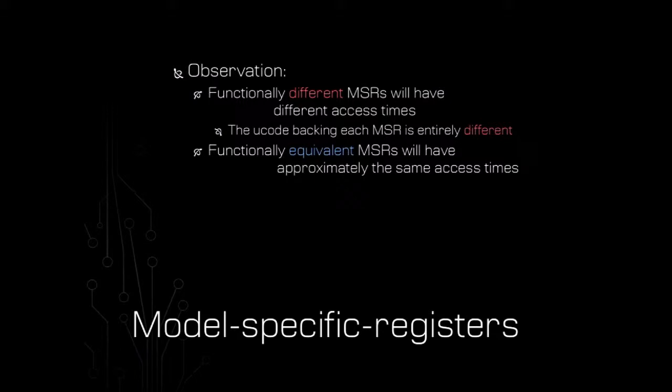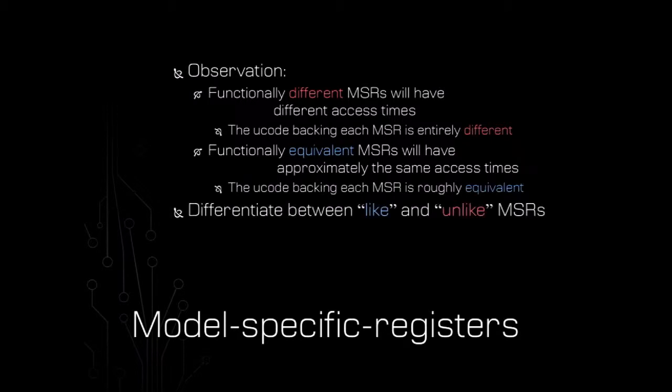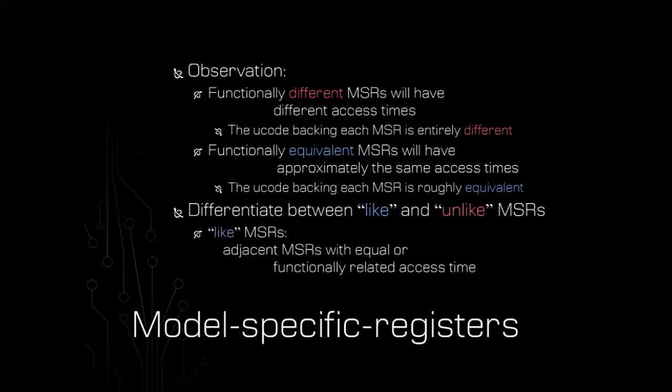So for example, there's something called the MTRR, the memory type range registers in x86. It's a set of MSRs that control cache behavior for different regions of memory. What I would expect would be that MTRR 0 would have roughly the same access time as MTRR 1, because even though they control different regions of memory, they're functionally equivalent MSRs. So what that means is that this timing attack gives me a way to differentiate between like and unlike MSRs. And I'm going to define like MSRs as adjacent MSRs with equal or functionally related access times.